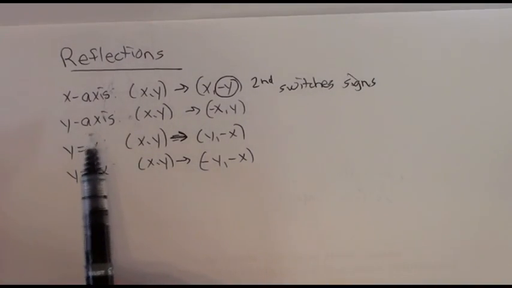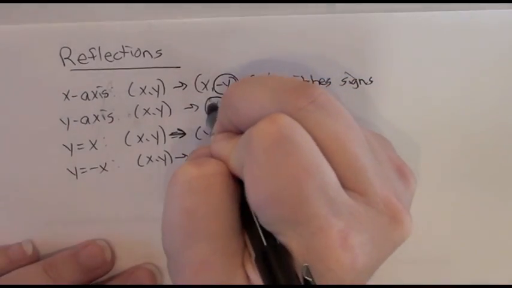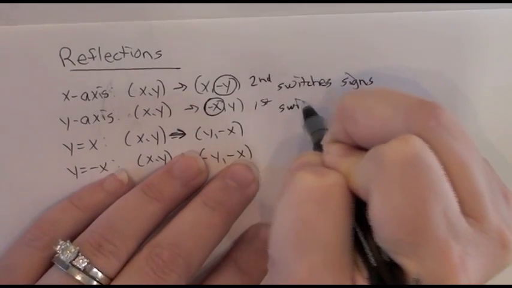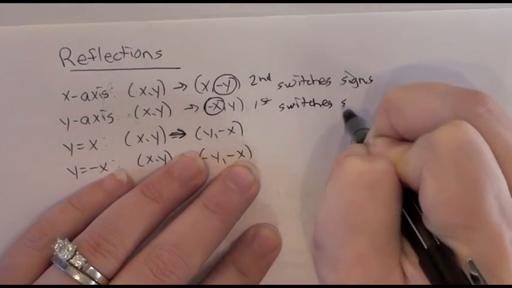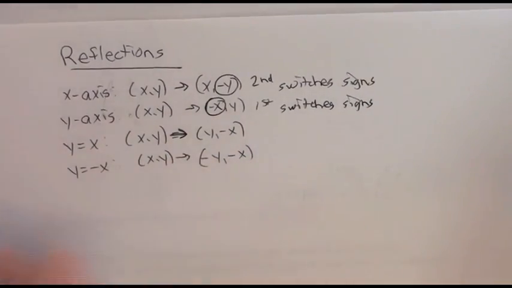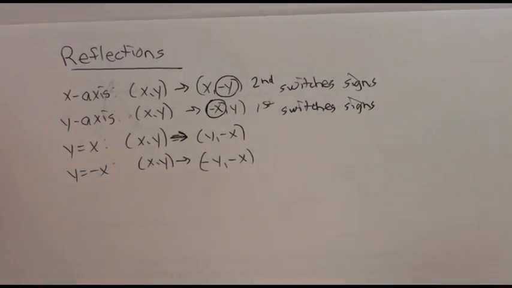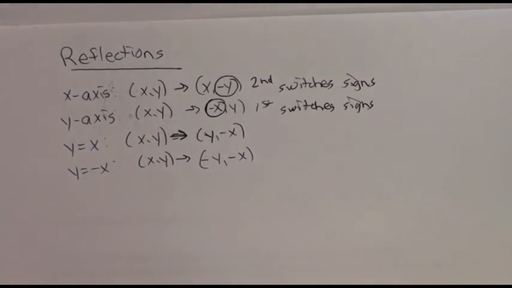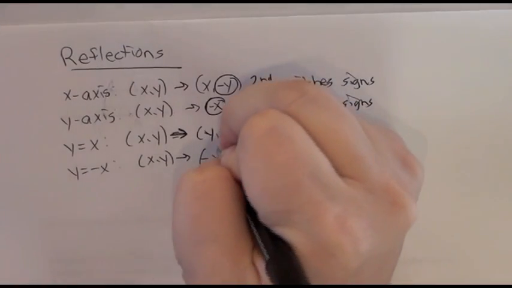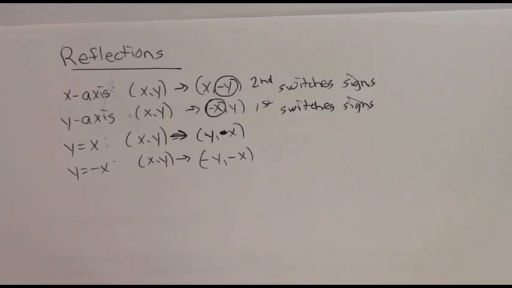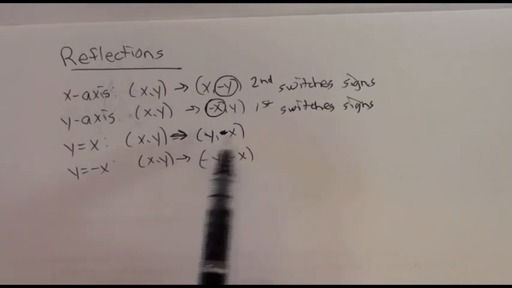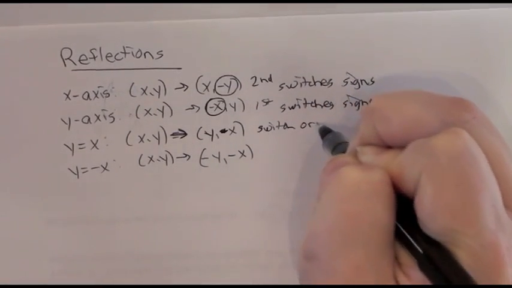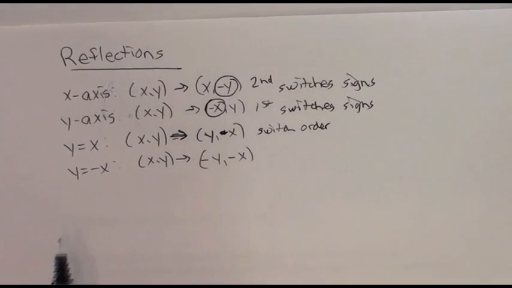If you're reflecting across the y-axis, your point (x, y) turns into the point (-x, y). So your first value switches signs. If you reflect across the line y equals x, your point (x, y) turns into (y, x). I don't know why I put a negative sign there. So here, notice the x and the y turn into y and x. Here they switch order. The first becomes the second and the second becomes the first.